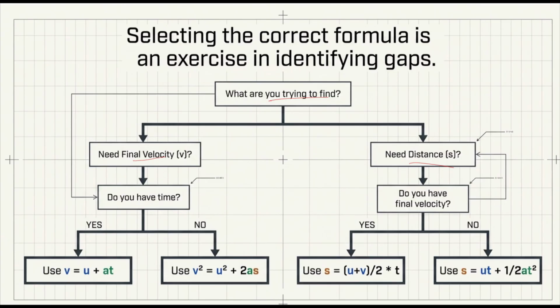First, identify the unknown quantity, whether it is final velocity or distance. Then determine whether time is known or unknown. If the time is given, you can use v = u + at. If the time is not given, you have to use v² = u² + 2as. And what if you have to find the distance? If you have the final velocity, you can use s = ((u + v)/2) × t. If you don't know the final velocity, you can use s = ut + ½at².